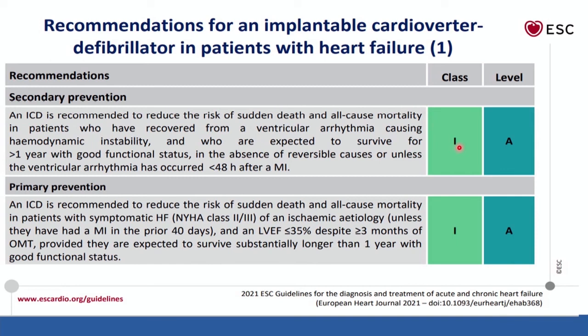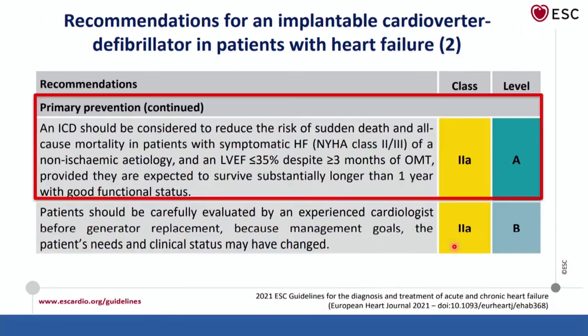And when it comes to primary prevention, ICD is recommended to reduce the risk of sudden death and all-cause mortality in patients with symptomatic heart failure of an ischemic etiology, unless they have had an MI in the prior 40 days, and left ventricular ejection fraction less than 35%, despite more than 3 months of maximum therapy, provided they are expected to survive substantially longer than 1 year. So this is once again a 1A indication.